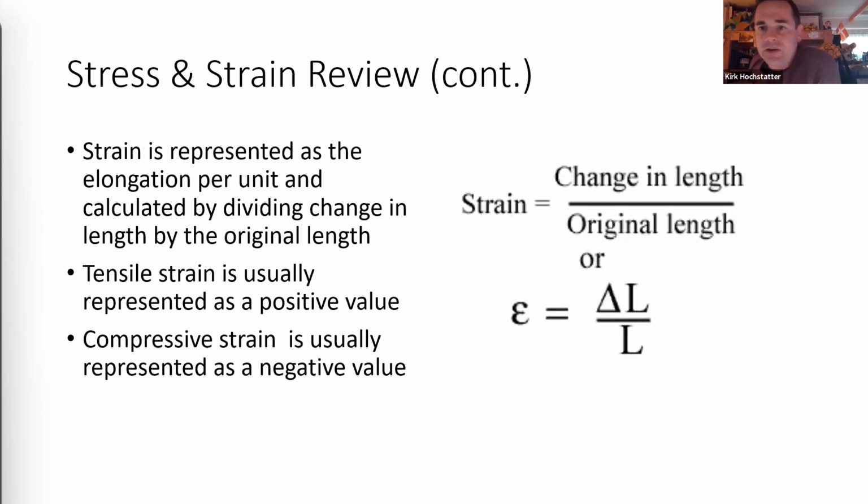The strain of the material can also be calculated and represented as the elongation per unit, represented by the Greek letter epsilon and given by this equation. When we measure the change in length and divide it by the original length, we can express elongation per unit, epsilon, as a percentage change, with positive values being associated with tensile strain and negative values representing compressive strain.